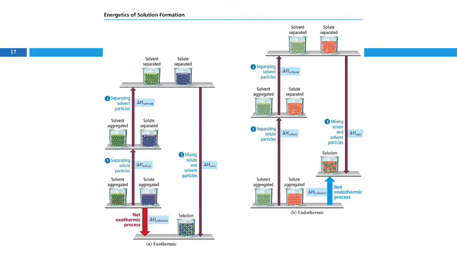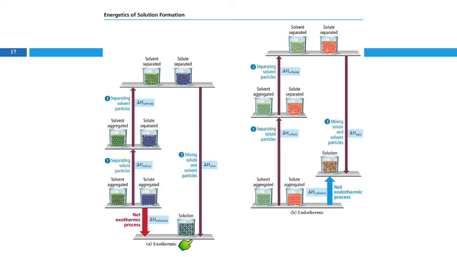And this looks like one of those Born-Haber cycles, right? So, we're starting out with our solvent and our solute. They're aggregated, in their normal state, stuck together by their intermolecular forces. We have to put energy in to separate the solute particles. We have to put more energy in to separate the solvent particles. And then when we let them come back together, this delta H of mixing is going to release energy.